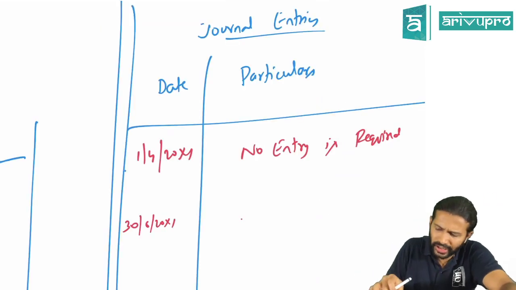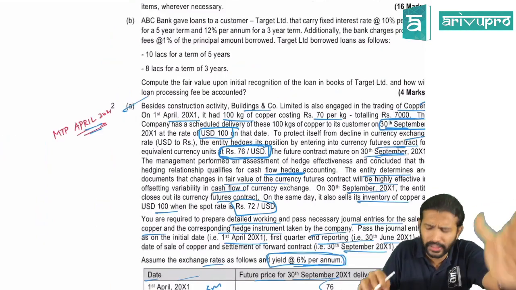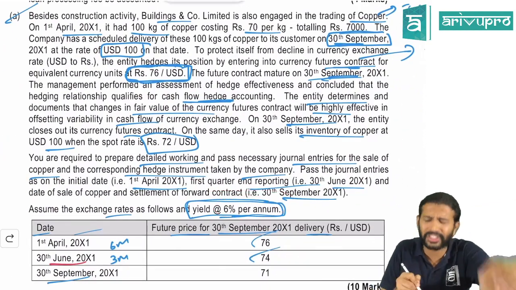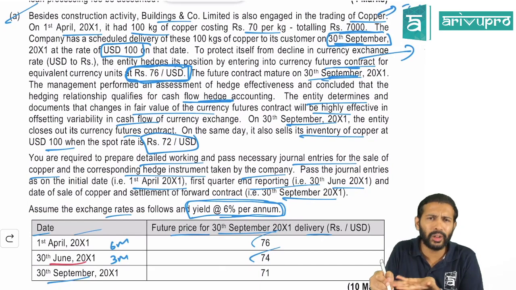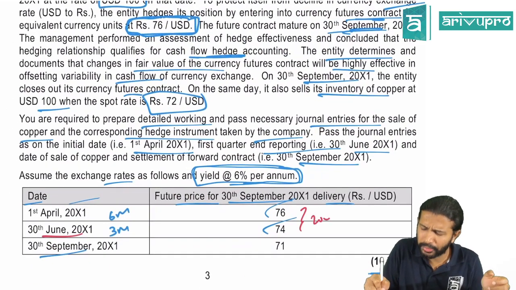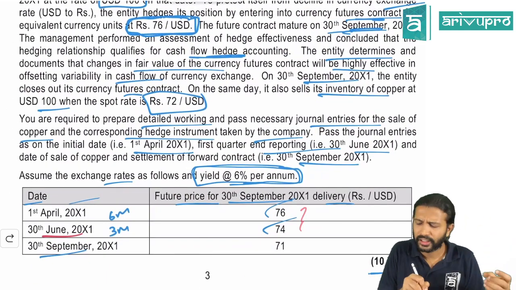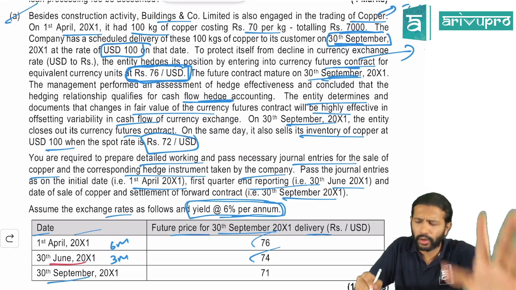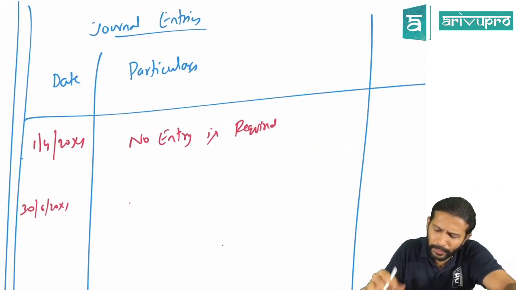Now it is not as simple as that. Actually, it would have been that simple if this word yield 6% had not been given. If this word yield was not given, 200 rupees would be the fair value gain that I would have got on my derivative contract, and I would have accounted it. Okay, let me pass out the entry for this.